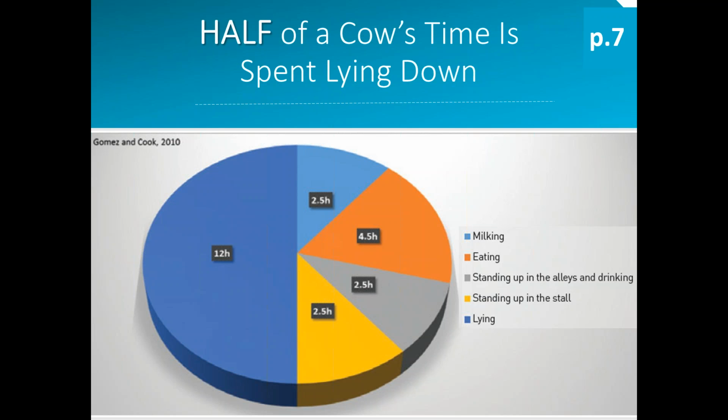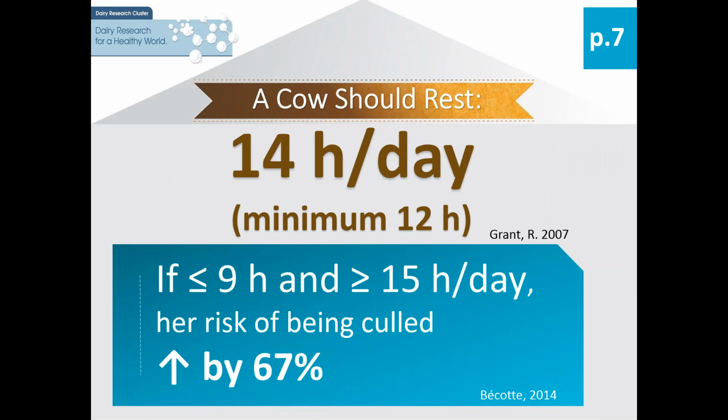And there are reasons why that's important. Not only do we know that things like lying time are related to lameness, and we can talk about that later as well, but we also know that cows that spend either very long or very short periods of time lying down each day are at increased risk of being culled. Again, from our cluster data set, they showed that cows spending either very short or very long periods of time lying down have an increased risk of being culled.